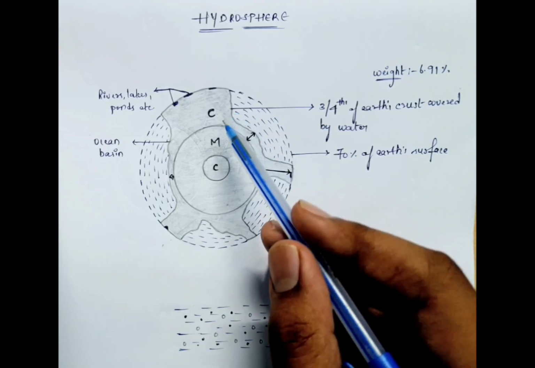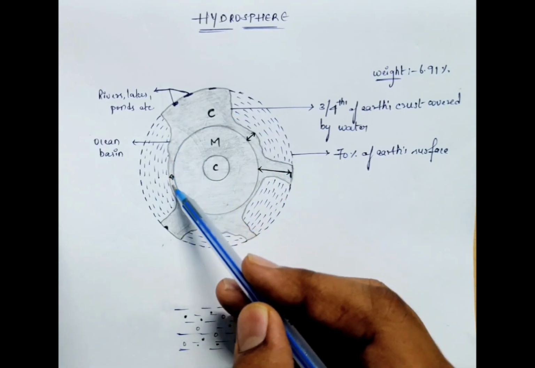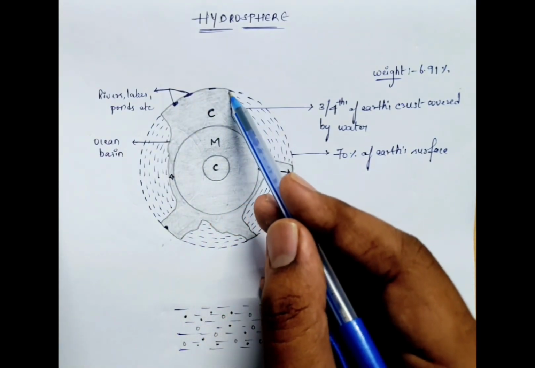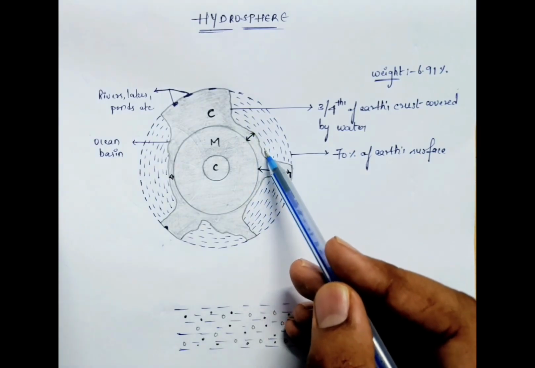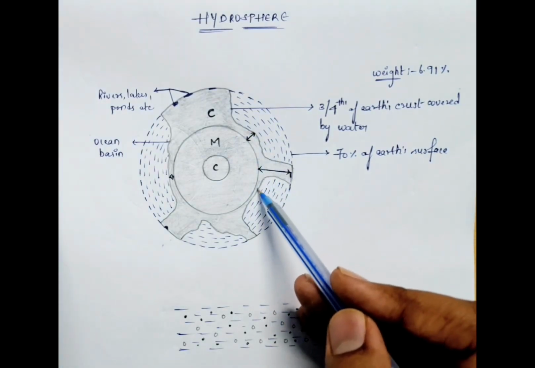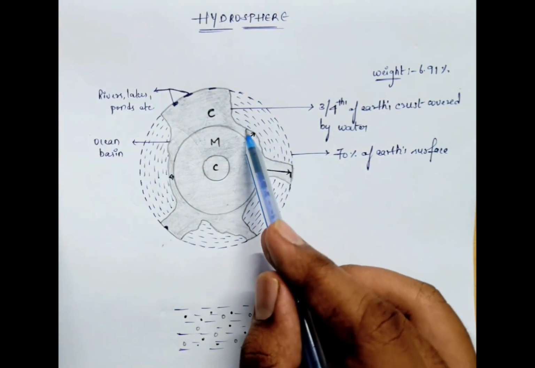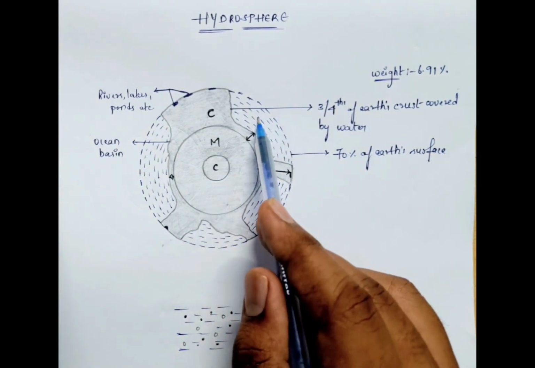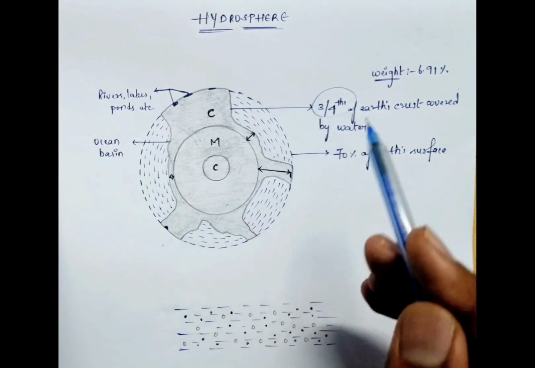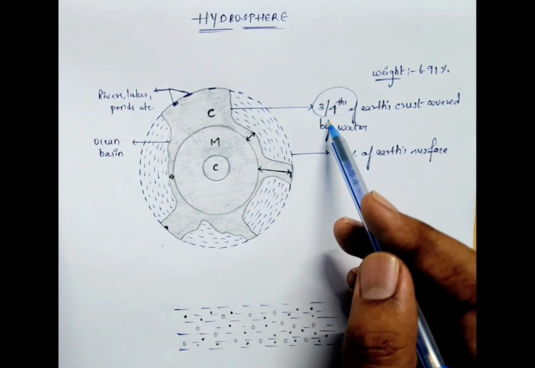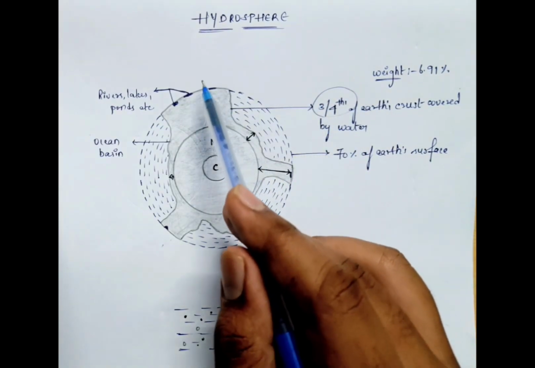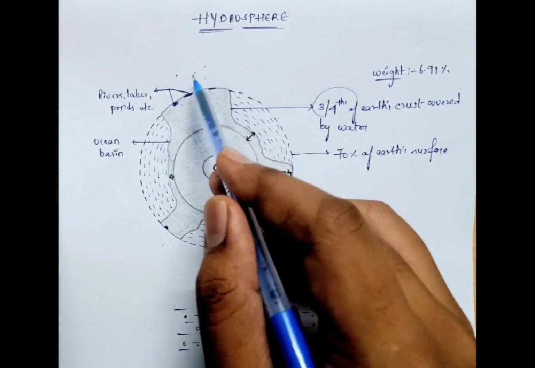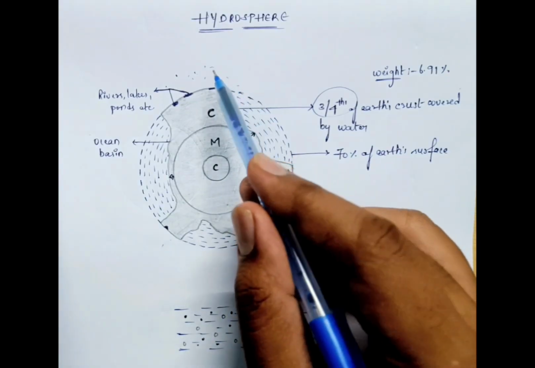What does it mean? Earth's crust means only this land part. So 3/4 of this land part, you can see here, this one. This is called ocean basin, friends. This is ocean basin. This part is covered by hydrosphere, friends, and this is the 3/4 part of Earth's crust. The remaining 1/4 of Earth's crust is covered by gases, friends, atmosphere.